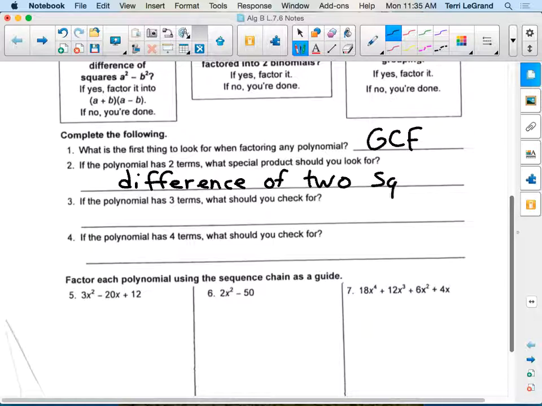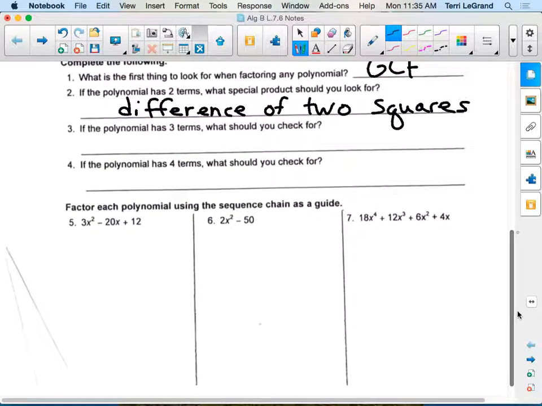So first of all, does our binomial have subtraction? It does. Is the first term a perfect square? Is the other term a perfect square? Well, what if it has 3 terms, not 2 terms? What if it's a trinomial? What are we going to look for?